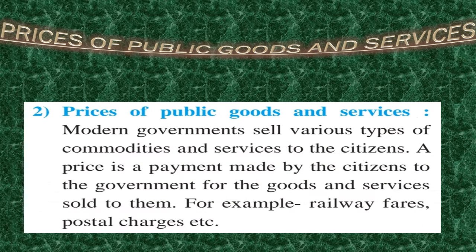Second, prices of public goods and services. Modern governments sell various types of commodities and services to the citizens. A price is a payment made by the citizens to the government for the goods and services sold to them. For example, railway fares, postal charges, etc.